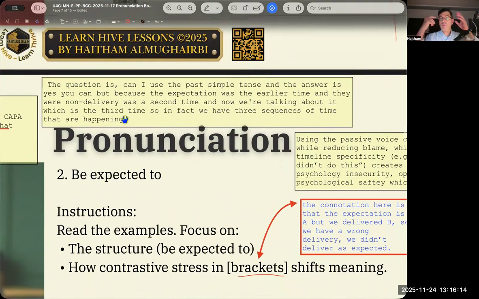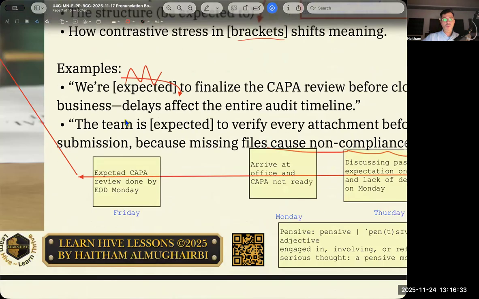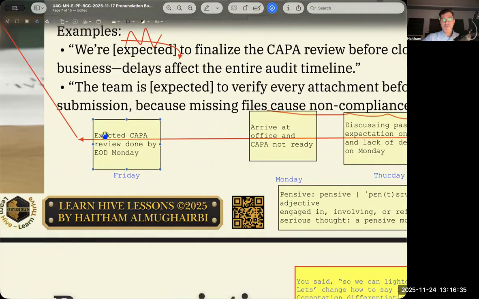Okay, so you asked me, can I just use the past simple tense? Yes, you can. But like I told you, we always want to focus on two things when we communicate: clarity and efficiency. And then we can build out the other parts. So in terms of the past simple, we can do it, but the expectation was in situation A, here on Friday.